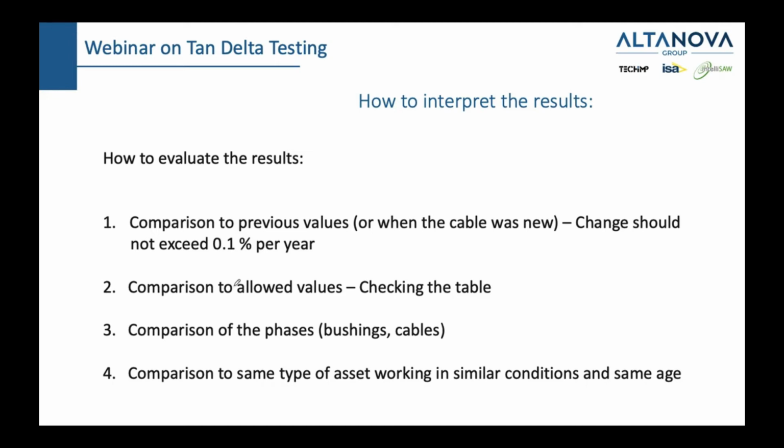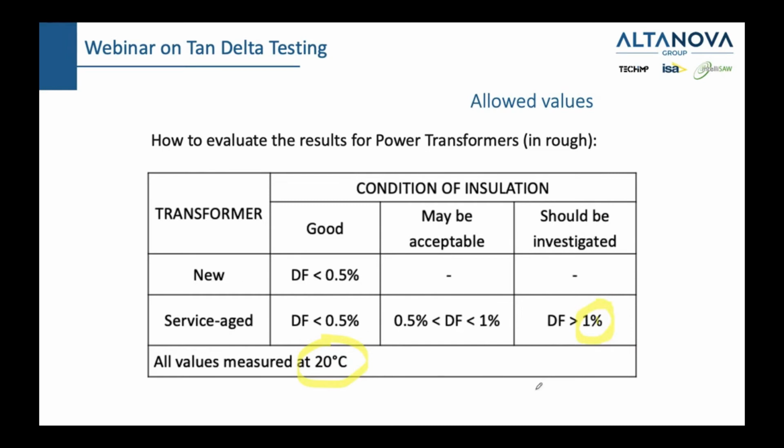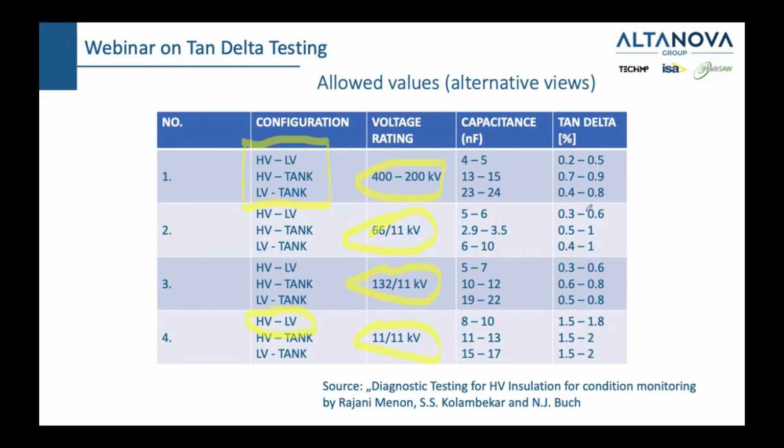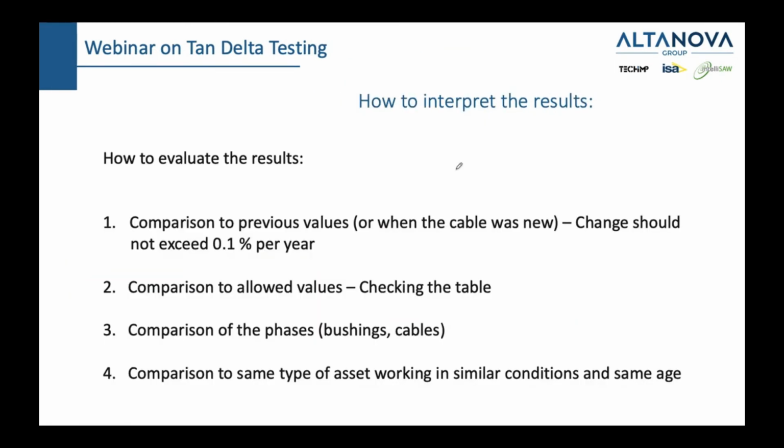So if you use the table which we have shown before, like this one, you compare it and the number needs to be smaller than 1 as a general rule, or if you want to be more exact, you can take a look at this table and then compare it to that.